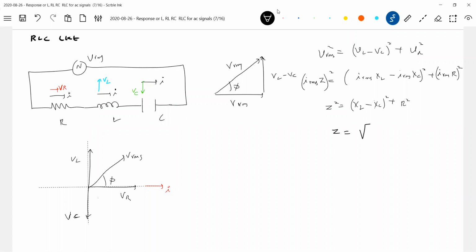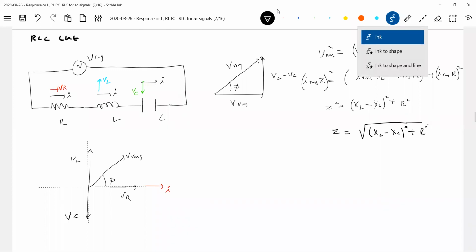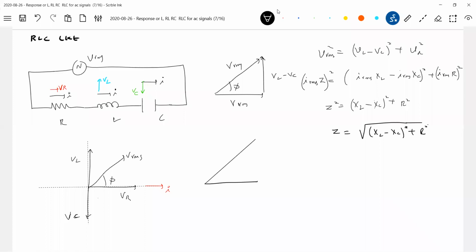So the total impedance of the circuit will be the square root of XL minus XC whole square plus R square. If three elements are there, you have to use this particular method. Then again, what is the power factor of the circuit? If I draw the impedance triangle, there's the impedance. If XC is greater than XL, then the triangle will come in the fourth quadrant.